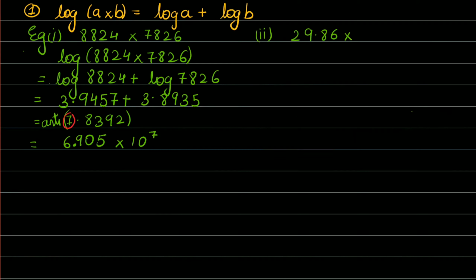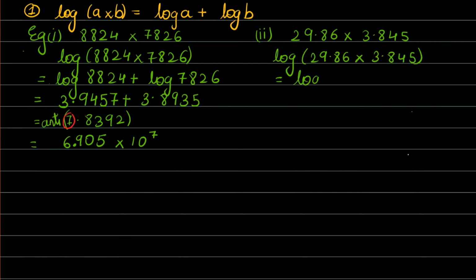29.86 into 3.845. Okay, let's consider this value. So what is our first step? Firstly, we will be applying a log to this. Log of 29.86 into 3.845 is log of 29.86 plus log of 3.845. This is our formula. Now let's find out the log.